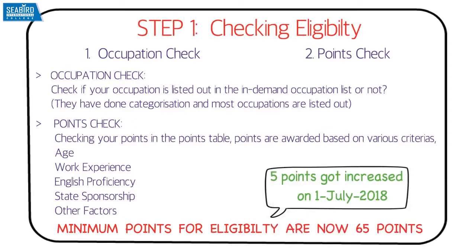Now these 5 points actually got increased on 1st of July 2018. Before 1st of July, until 30th of June 2018, the minimum requirement was 60 points. So of course they have made the process a bit tougher, but I'm sure they were getting many applications, and most of the applicants have points above 60, so they've raised the bar. Okay, now this was the first step.